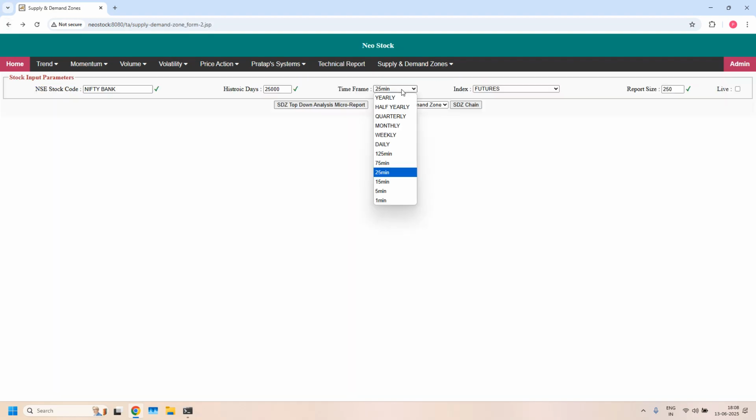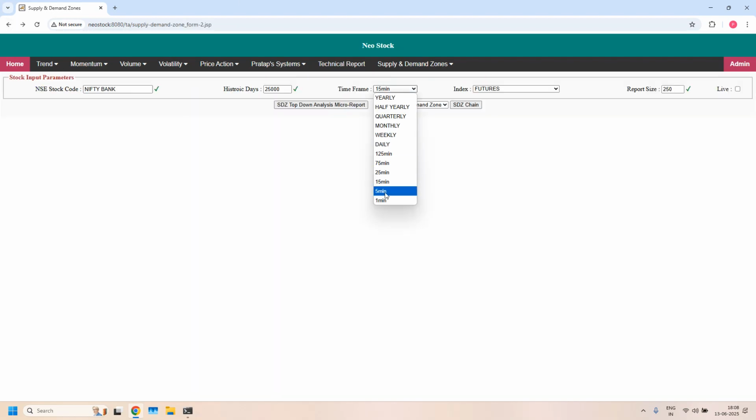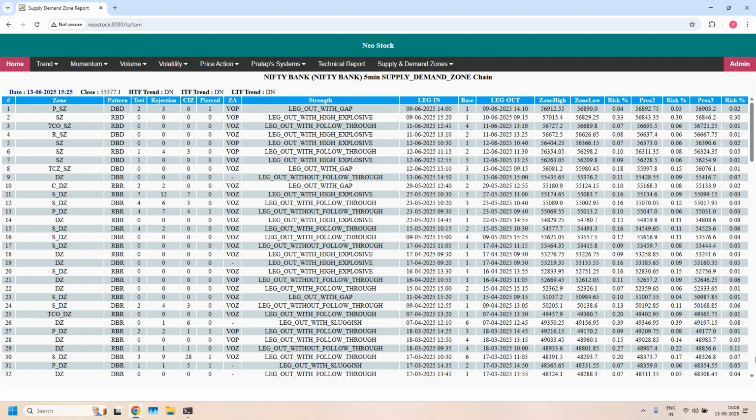Next, generating 15 minutes supply demand zone chain for Bank Nifty. Next, generating 5 minutes supply demand zone chain for Bank Nifty. So we have completed Bank Nifty supply demand zone chain. That means we have completed the generation of both Nifty and Bank Nifty supply demand zone chain reports.